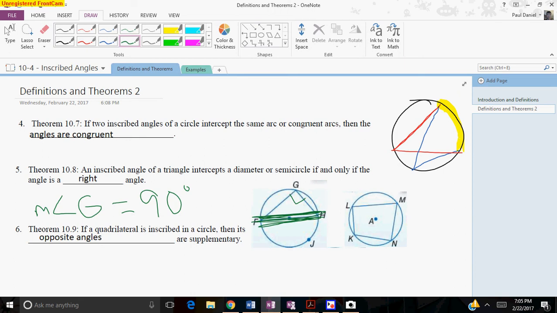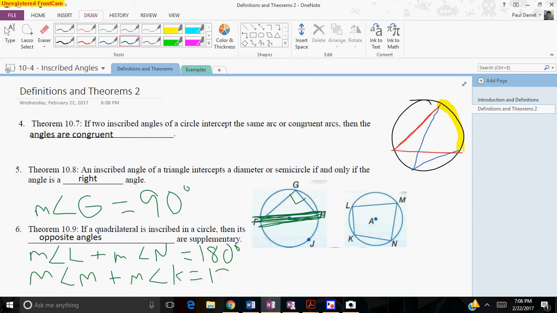All right. In the quadrilateral, if we've got this quadrilateral inscribed inside of a circle, then what we've found out is that the opposite angles are supplementary. So in our case, angle L plus the measurement of angle N are going to equal 180 degrees. Just like the measurement of angle M and the measurement of angle K are also going to add up to 180 degrees. Okay, these things are going to be supplementary.